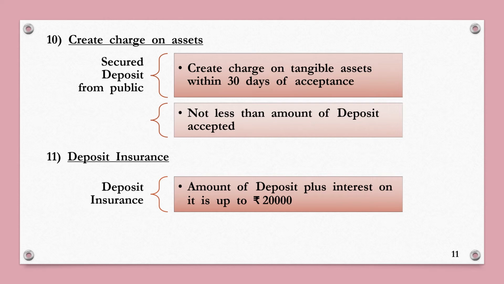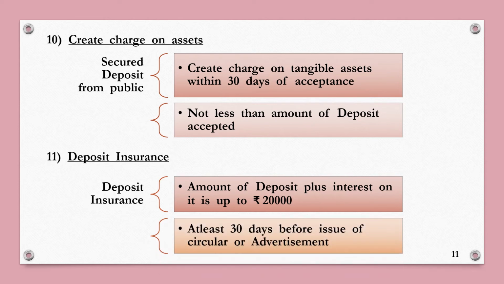Further, company needs to take deposit insurance at least 30 days before issue of circular or advertisement. Insurance contract must specify that if the company makes any default in payment of principal amount or interest thereof, then the insurer will be liable to repay the amount back to the depositors.